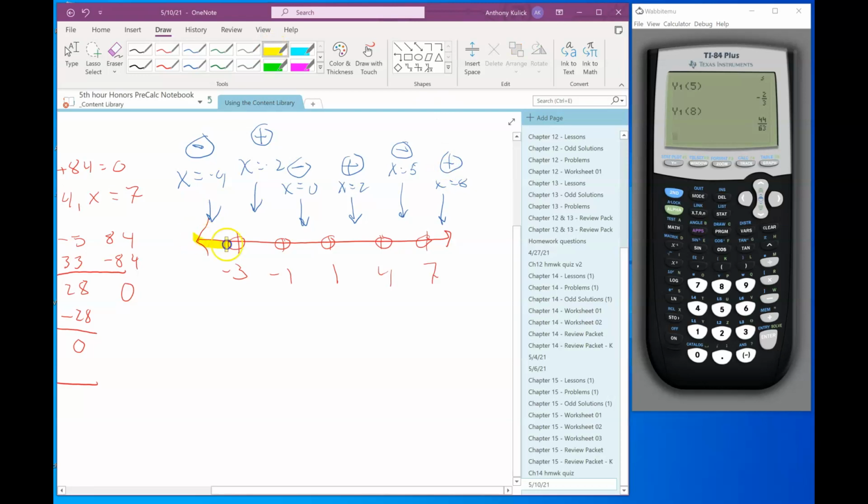So the places I'm interested in were the places that are less than 0. So I'm interested in these 3 intervals. I have negative infinity to negative 3, negative 1 to positive 1, and then 4 to 7.